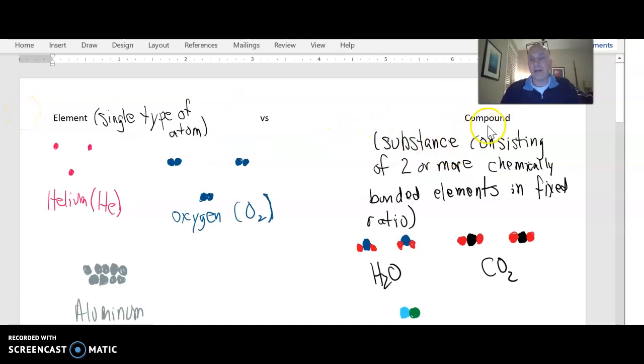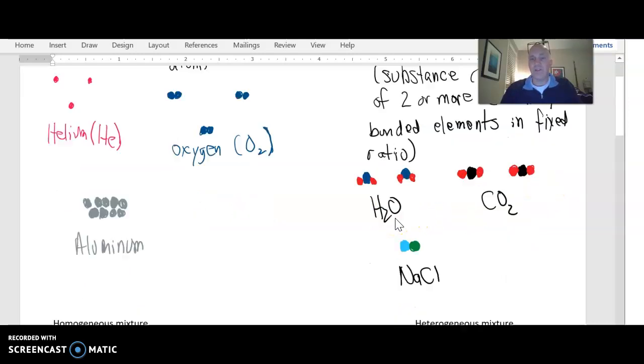A compound, in contrast, is a substance consisting of two or more chemically bonded elements in a fixed ratio. So these are three common examples of compounds that you are probably somewhat familiar with. H2O, water, consists of one oxygen chemically bonded to two hydrogen atoms. Each one of these things right here is a molecule of H2O. And notice that there is a fixed 2-to-1 ratio. That's what makes it a compound.